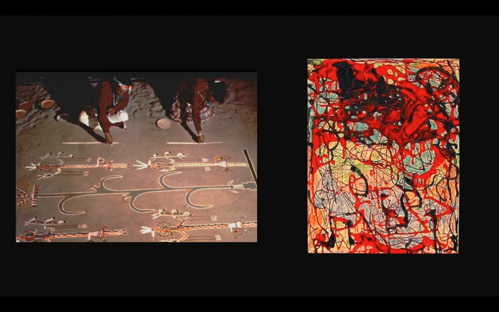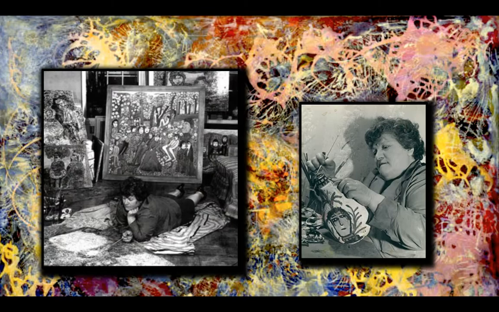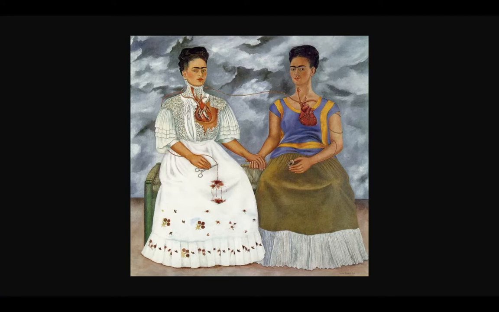And on the right, we see the grandmother of drip painting right here, Janet Sobel. Her work preceded that of Jackson Pollock, and he was inspired by her, but she's lost in history. How come? There she is.